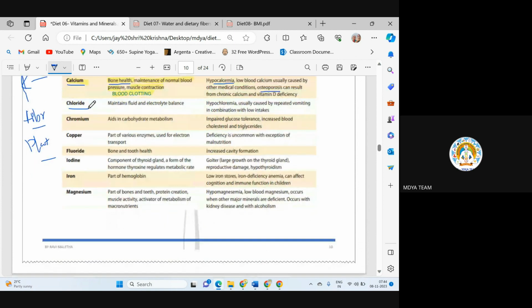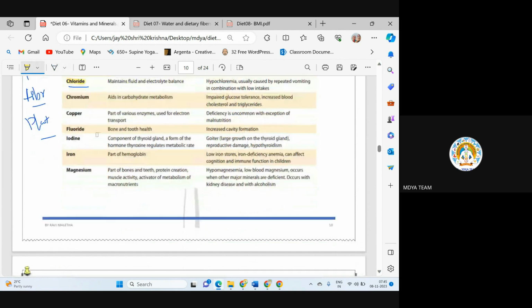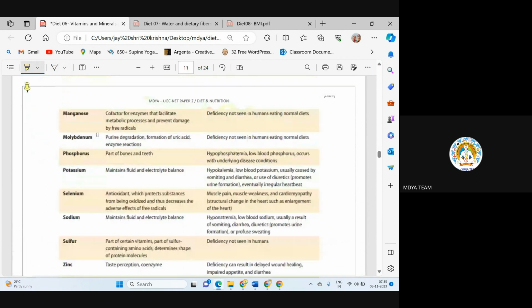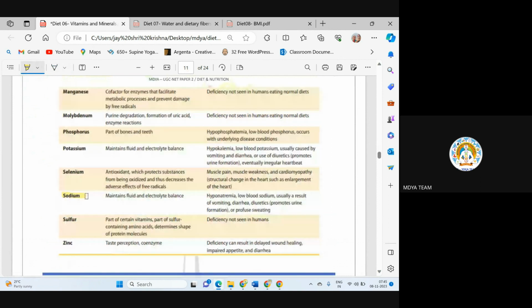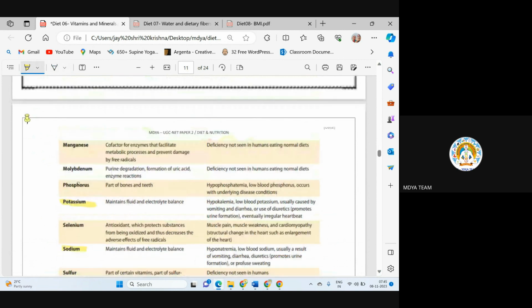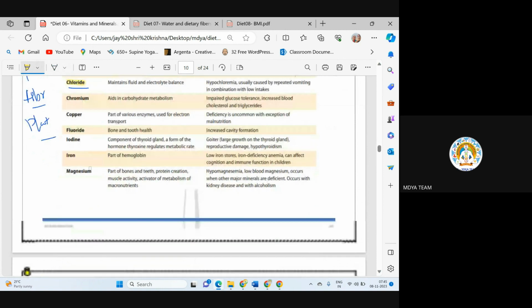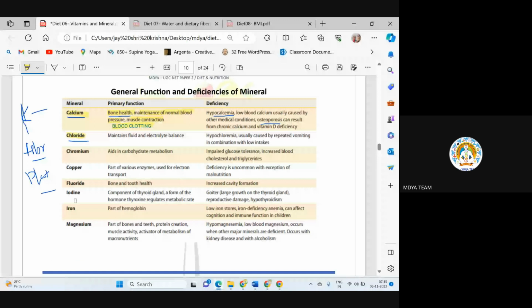Next is chloride. Please note this down. One is chloride, the other one is sodium, and potassium. Please note these three together: chloride, potassium, and sodium. I think all of you are aware that in high blood pressure, in hypertension, we should avoid salt.